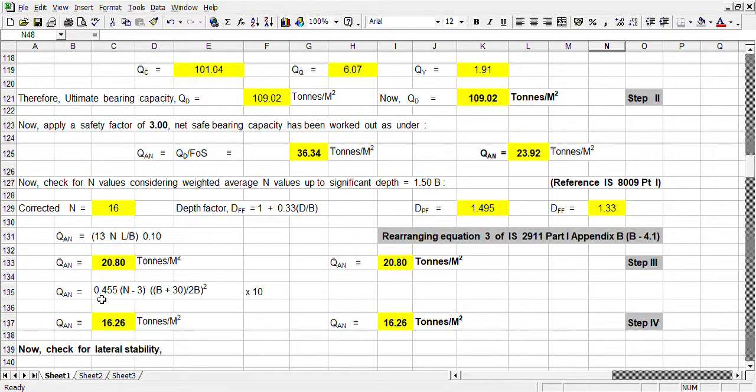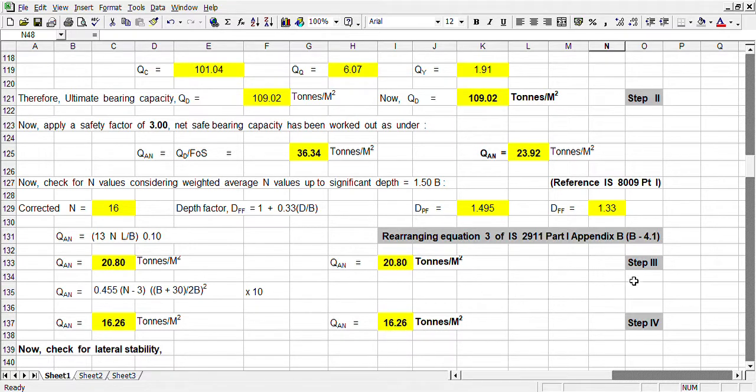I am getting 20.48. Another earlier equation was there, that is 0.4455 N minus 3 into width plus 30 divided by 2B to the power 2 into 10, which is coming 16.28. Accordingly, we are considering our SBC is 16.26.